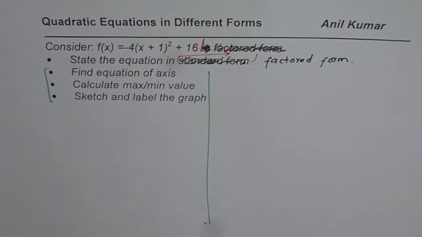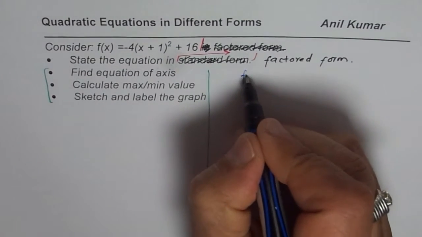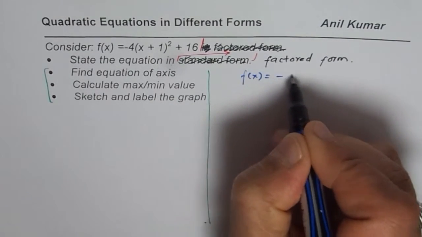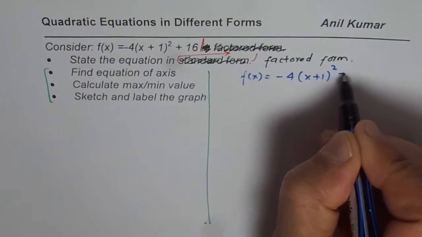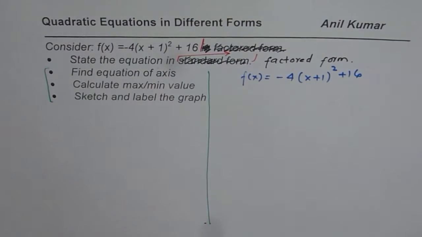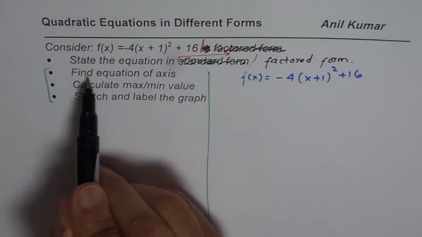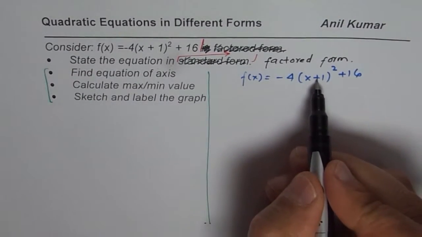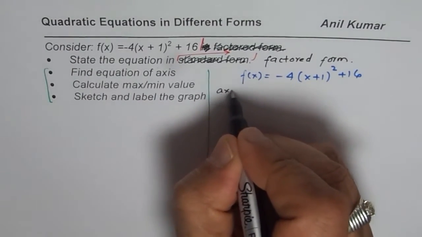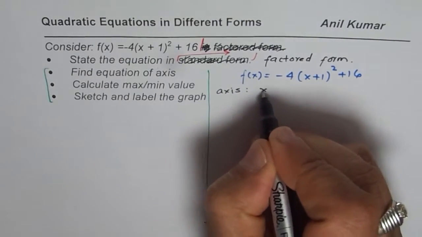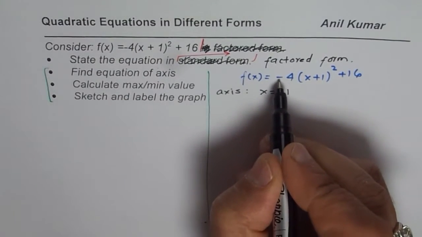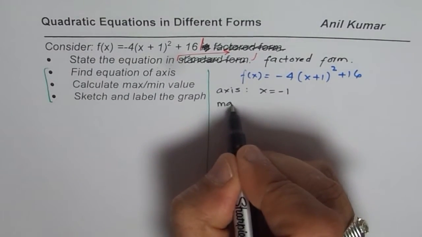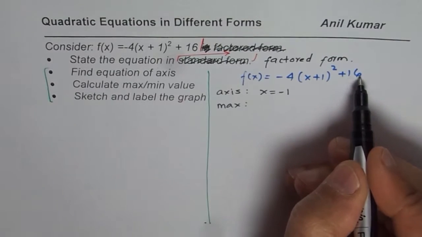We have the function f of x given to us as equal to minus 4 (x plus 1) whole square plus 16. Now from the function we can find what is the axis. Axis is minus 1. So first thing is axis, x equals to minus 1. Calculate maximum or minimum value. It opens down, so we have maximum value. Maximum value is 16.